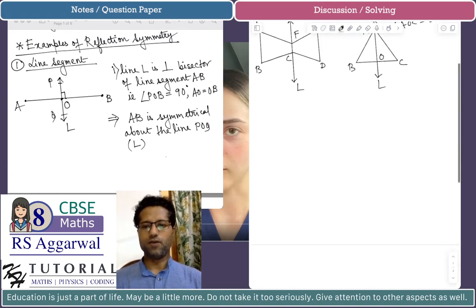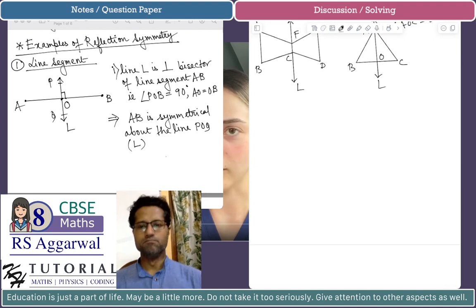So if you have a line segment, what is a line of symmetry for a line segment? Its position and orientation could be anything. In the notes, the line segment is AB, which is horizontal. Now I can take any line segment. Let's say this is a line segment AB. Now, what will be the line of symmetry of this line segment AB? That line will be the perpendicular bisector of the segment AB.